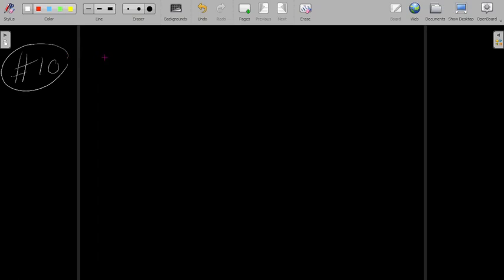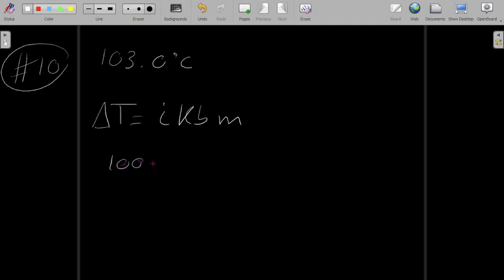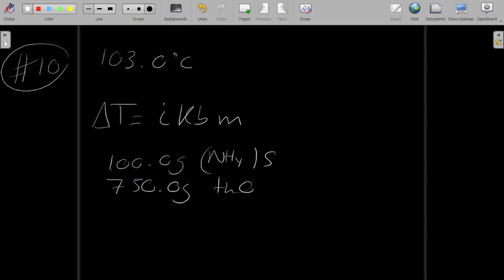Let's see. The answer for number 10 is 103.0 degrees Celsius. How did we get here? Let me read it. Okay, what is the boiling point? So they're asking for this. Here's the formula, Kb and m. Of a solution by mixing 100 grams. You don't want to eat these. And 750 grams of water. Okay.